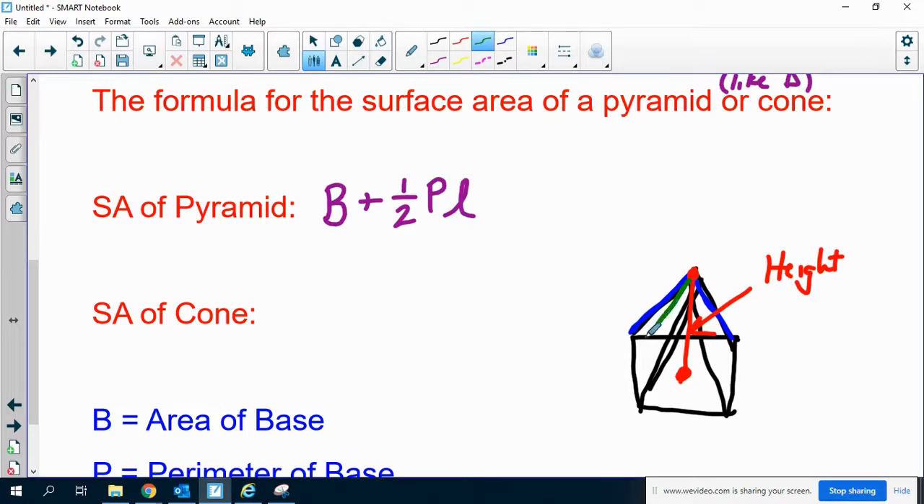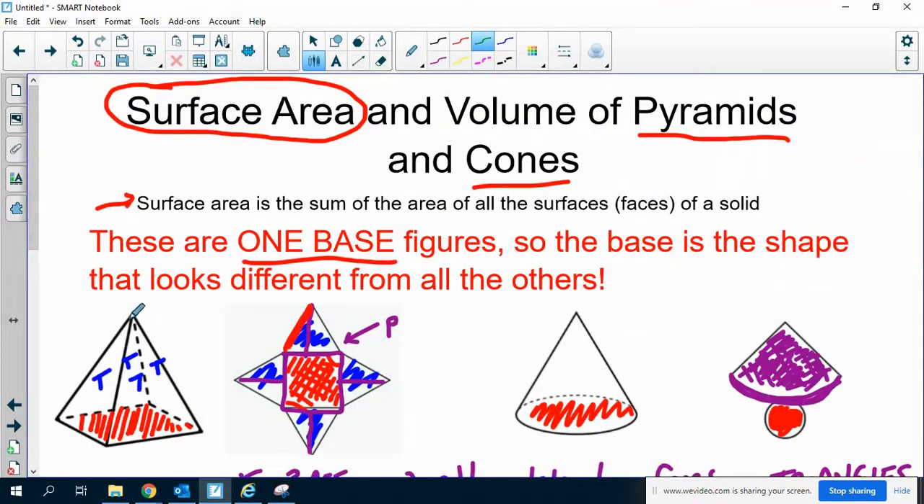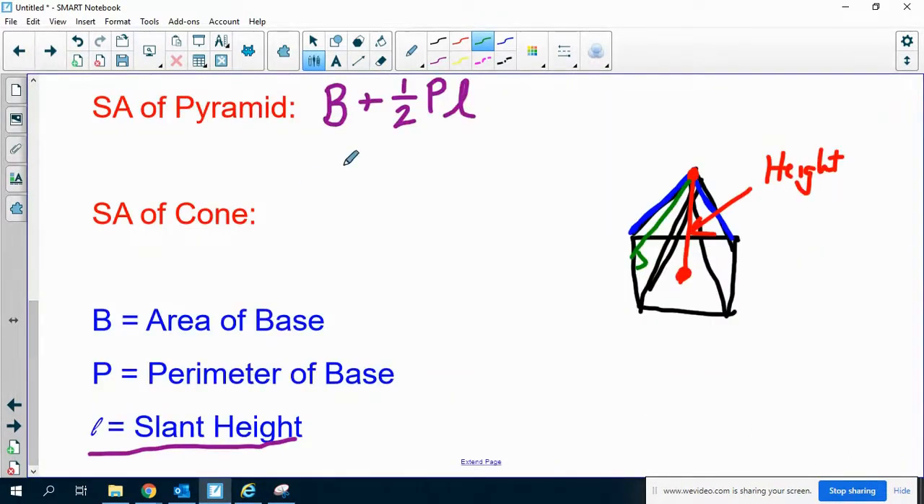Then we have what's called the slant height. The slant height goes down the edge of the triangle and forms a right angle on this face. So all of these heights of these triangles are actually called slant heights. We give that name L, a cursive L. So that's what slant height represents.